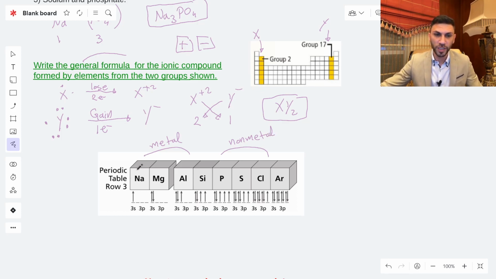For example, you can take sodium with sulfur, or magnesium with phosphorus, and then you can take aluminum with chlorine. You can do aluminum also with phosphorus or with sulfur, etc. It's up to you. Just practice writing the ionic formula with these elements of period number 3.